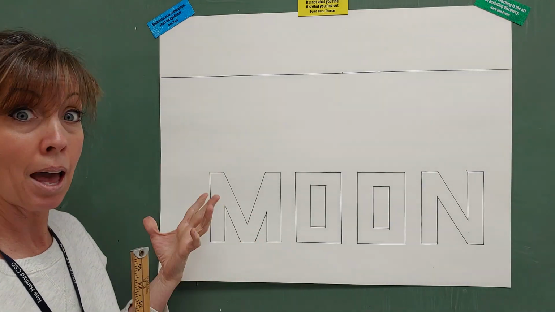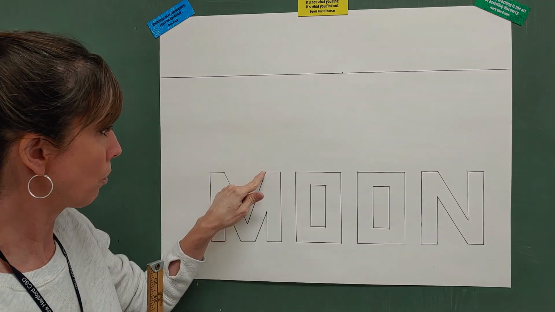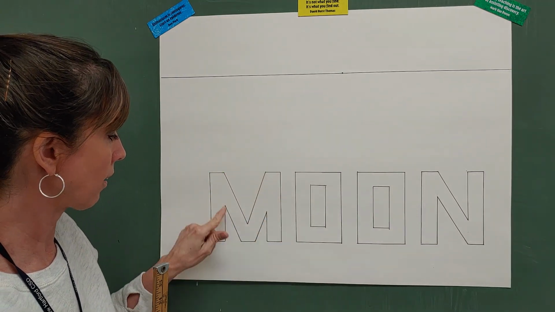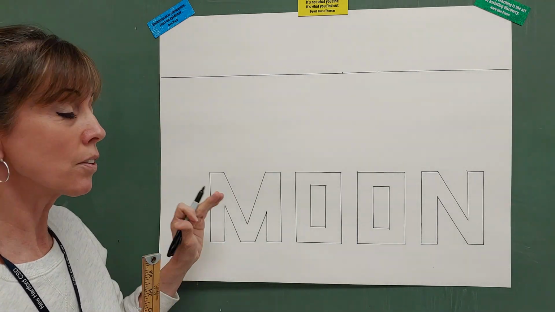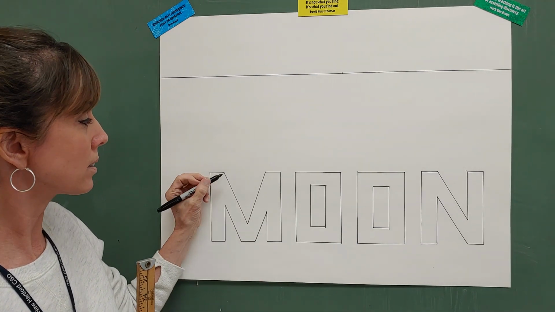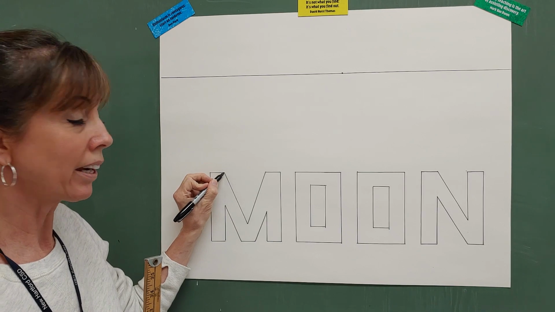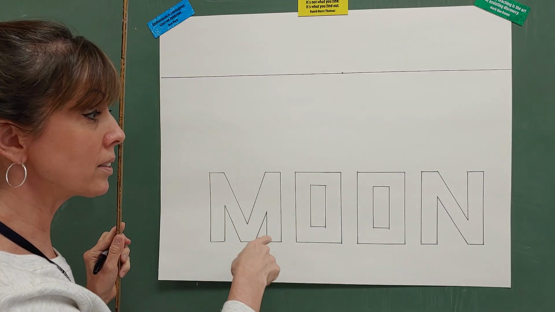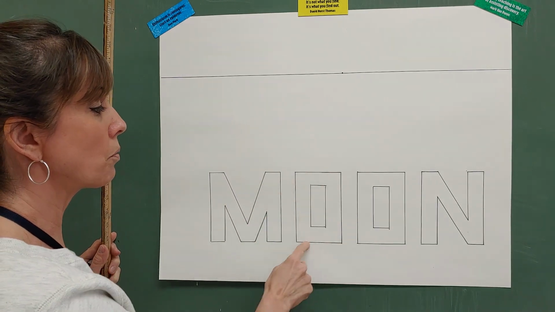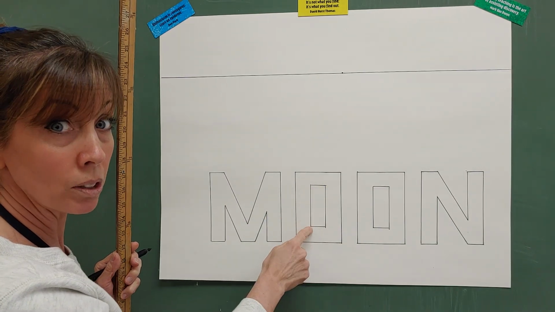Well, let's look at the M. The M alone has 1, 2, 3, 4, 5, 6, 7, 8, 9, 10, 11, 12, 13 points on the M alone. So we're going to take each of those 13 points, and a point is where a line changes direction. Okay, if that helps you define where a point is. But there's a lot of points, not so many on the O. 1, 2, 3, 4, 5, 6, 7, 8. Count the inside ones as well.